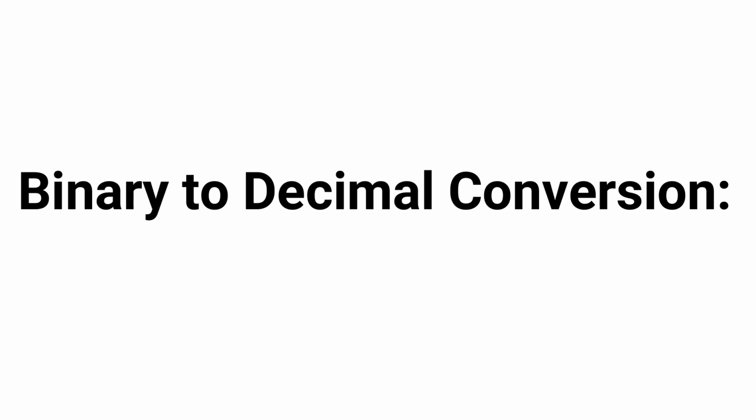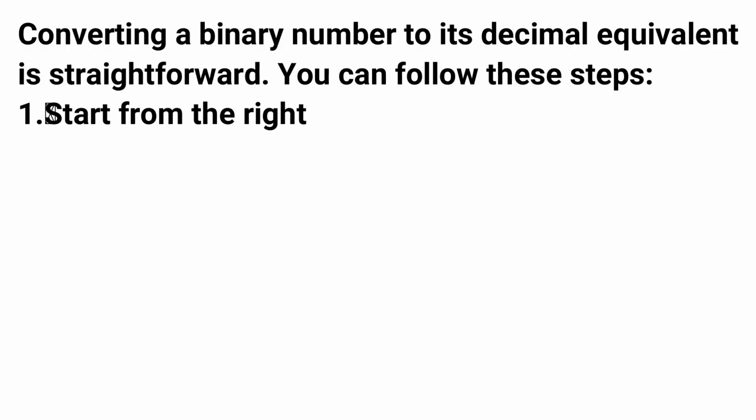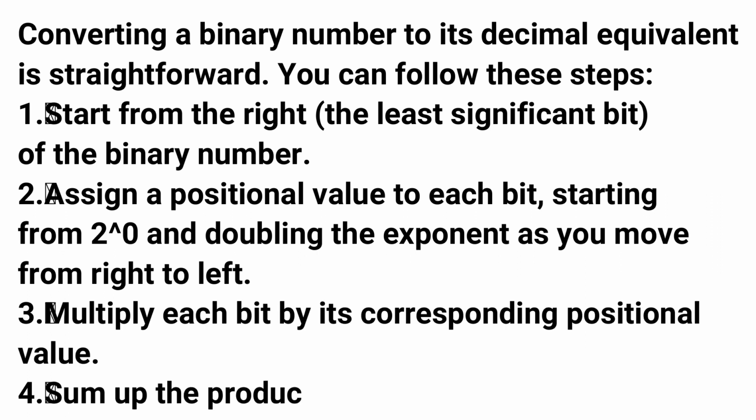Binary to decimal conversion. Converting a binary number to its decimal equivalent is straightforward. You can follow these steps. 1. Start from the right, the least significant bit, of the binary number. 2. Assign a positional value to each bit, starting from 2^0 and increasing the exponent as you move from right to left. 3. Multiply each bit by its corresponding positional value. 4. Sum up the products obtained in step 3.